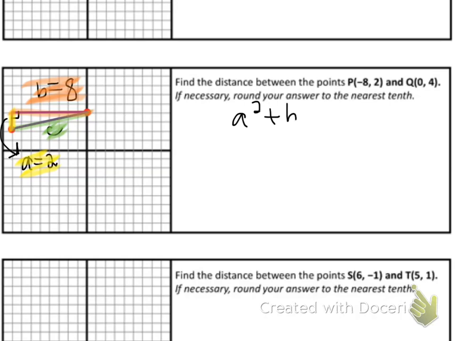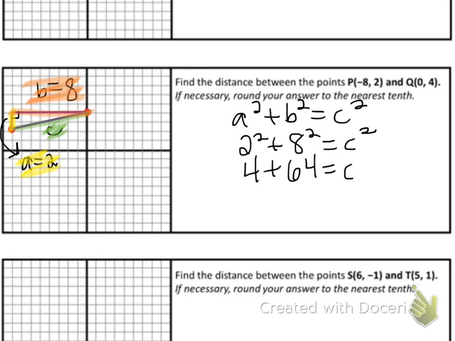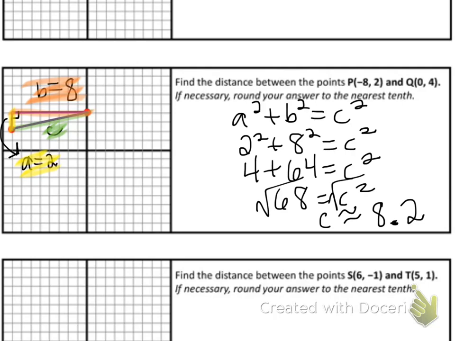A squared plus B squared equals C squared. All right, I've got 2 squared plus 8 squared equals C squared. Notice we're always finding the hypotenuse. So 2 squared is 4 plus 8 squared is 64 equals C squared. 4 plus 64 is 68. And taking the square root of 68, we get about 8.2. The 4 tells us to keep it a 2. 8.2, so I'm going to also highlight that one green.